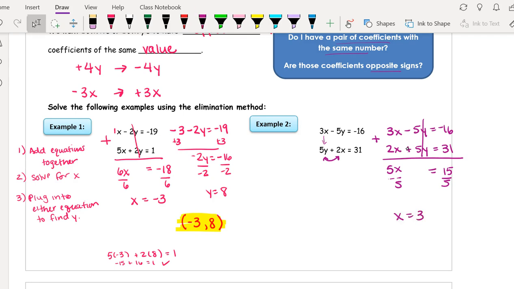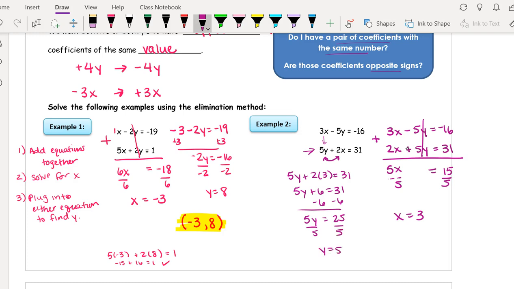I'm going to pick an equation here. It doesn't really matter. This one is all positive, so I'm going to do that one. 5y plus 2 times 3 equals 31. So 5y plus 6 equals 31. Minus 6. 5y equals 25, and divide by 5, and y equals 5. So the solution should be 3, 5.